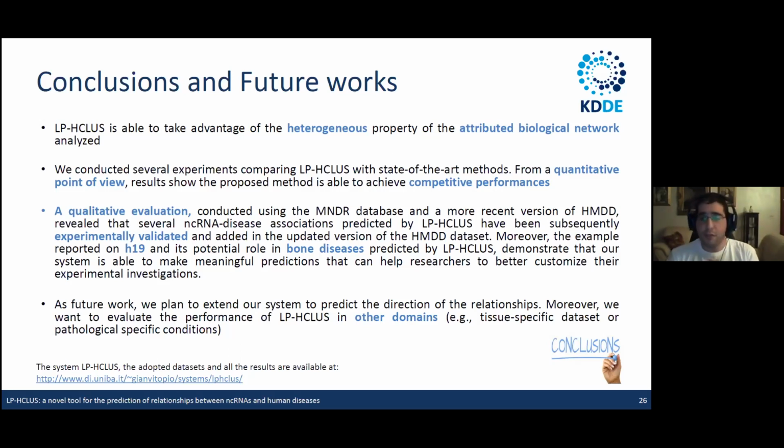As future work, we want to expand the system in order to predict also the direction of the link, but we have to deal with the cause-effect phenomena. And we also want to evaluate the performance of LP-HCLUS in other domains, for example tissue-specific datasets or pathological specific conditions. All the data, the system, and the results can be accessed via the link in this slide.